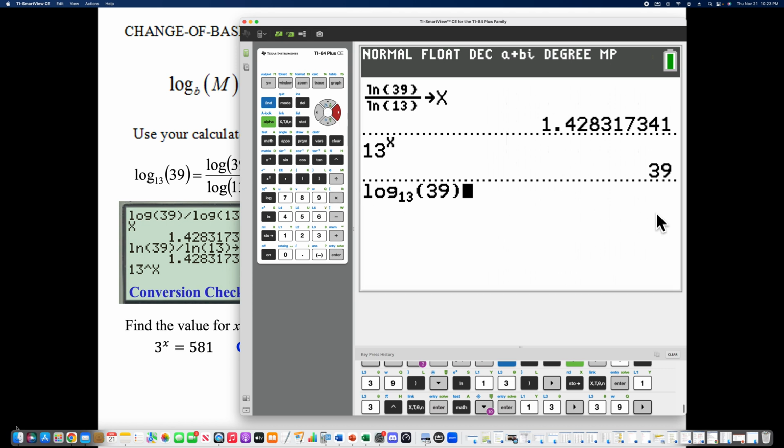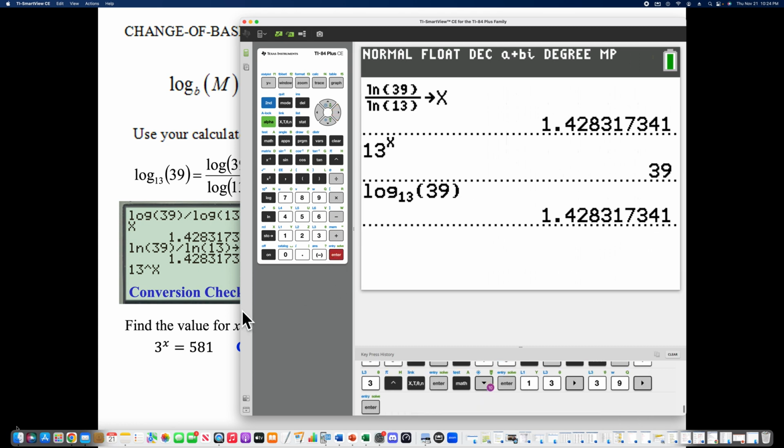And again, you can store it for x to double check it. But what the calculator does is it takes the 13 and the 39 based off of these locations. They're stored in variables, and they plug them into this command right here to get your decimal representation. There we go.